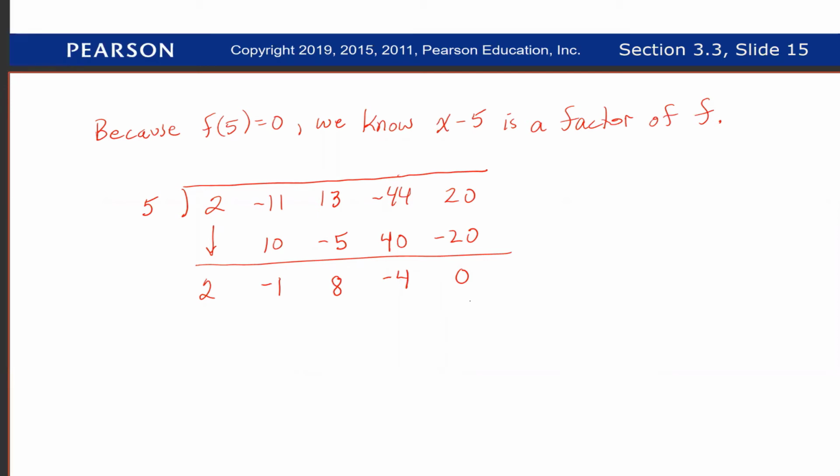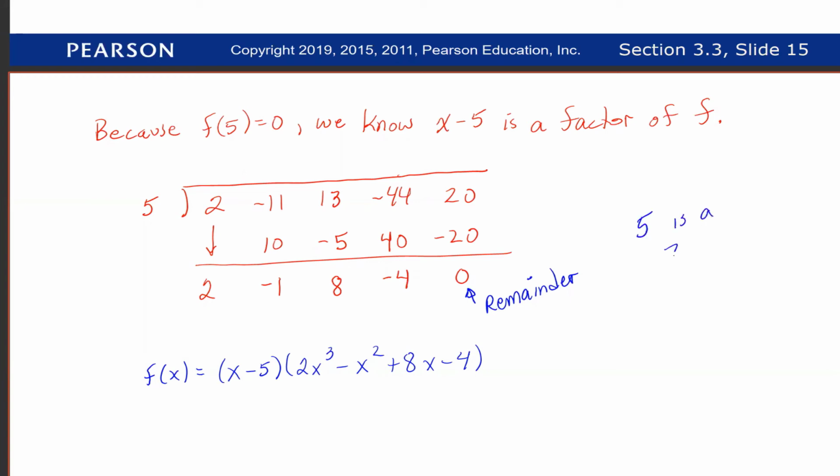And remember what these values represent. That is your remainder. We knew our remainder was going to be 0 because f of 5 equals 0. Negative 4 is your constant. 8 is your coefficient on x. Negative 1 is your coefficient on x squared. And 2 is your coefficient on x cubed. So now you can say f of x equals x minus 5 times 2x cubed minus x squared plus 8x minus 4. And we've partially factored the polynomial. And again, we know 5 is a 0.